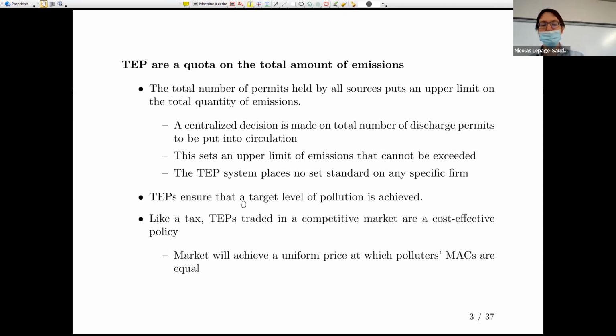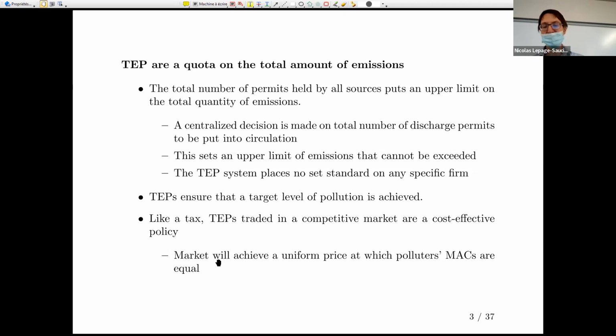And we're going to see that, like a tax, if transferable emission permits are traded in a competitive market, then it is a cost-effective policy. We are going to find that the marginal abatement costs are all the same for all the firms.